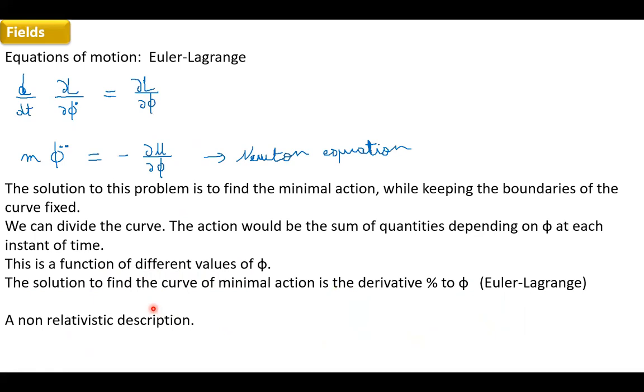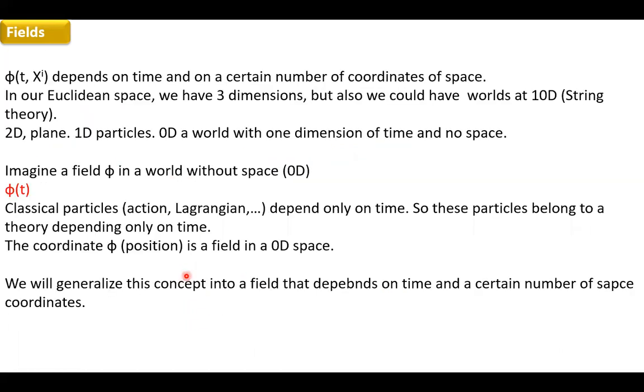The solution, so, would be to find this curve of minimal action. The solution is to calculate the derivatives with respect to phi, which is the Euler-Lagrange equation that you know about from last week. So this famous Euler-Lagrange equation gives you the Newton equations in classical mechanics, and we will also use it in space-time. So this is a non-relativistic description. This is a classical description.